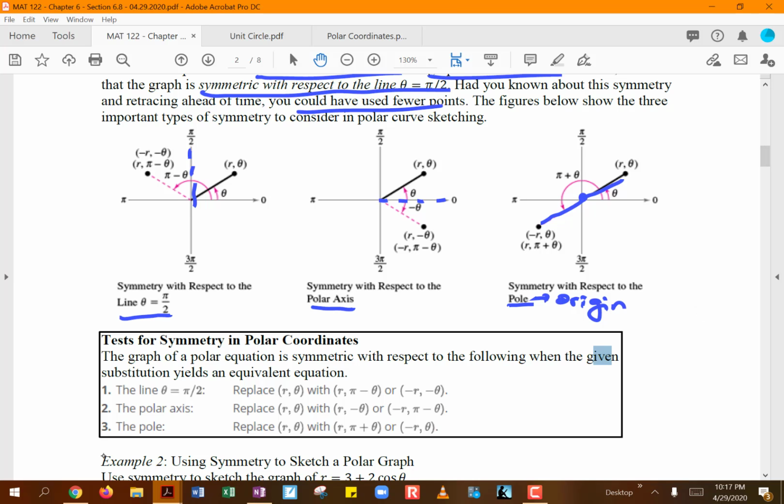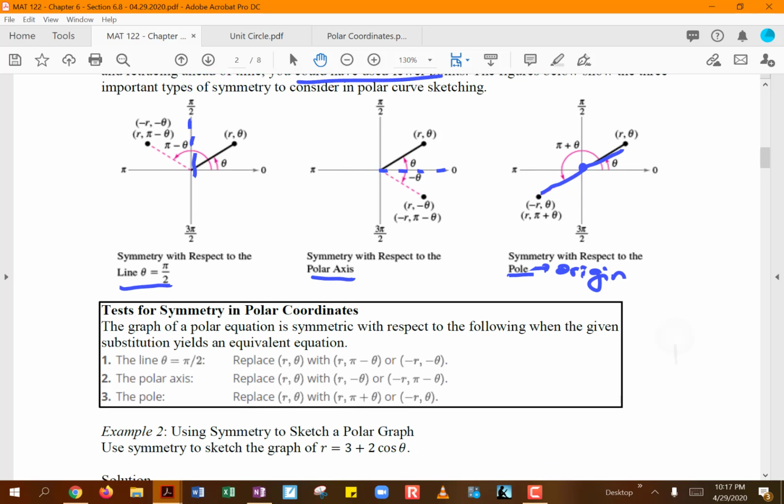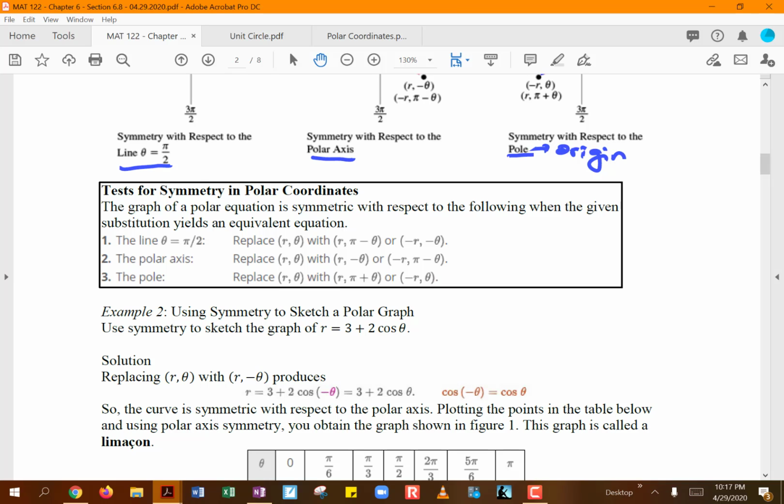So symmetry with respect to the pole. Now, how do we figure out what kind of symmetry we have? This is what we have to do: you take your original polar equation, and to find out if it's symmetric or not, you take your original r and theta values and replace them with either r and pi minus theta, or negative r and negative theta.